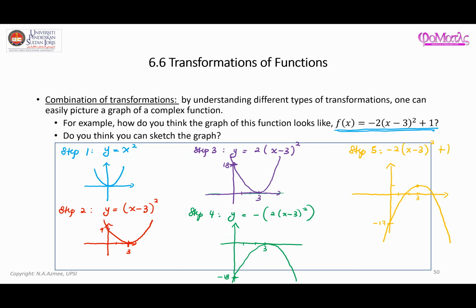And you should know that the points where the roots of this equation will be at 3 plus minus the square root of 1 over 2, which means that this point is 3 plus the square root of 1 over 2, and this point is actually 3 minus the square root of 1 over 2.